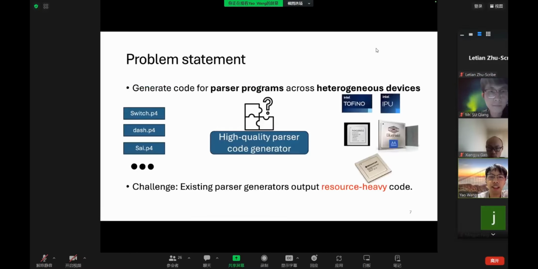This leads us to the core problem addressed by ParserHawk. How can we automatically generate correct and resource-efficient parser implementations across heterogeneous hardware architectures? Existing tools often fail in one of two ways. They generate efficient parsers that waste TCAM entries or stages, or they fail compilation entirely under tight hardware constraints. We want a solution that is both general and robust.